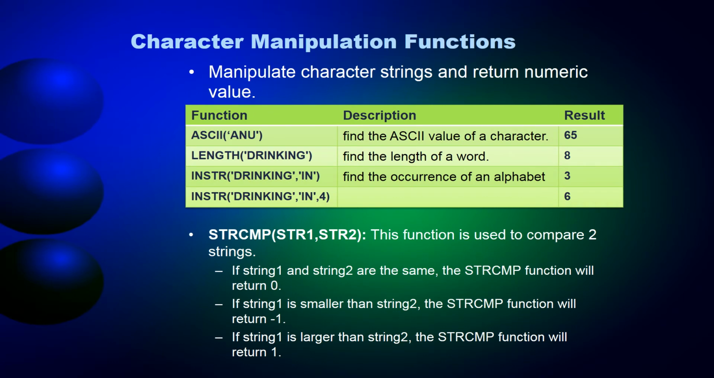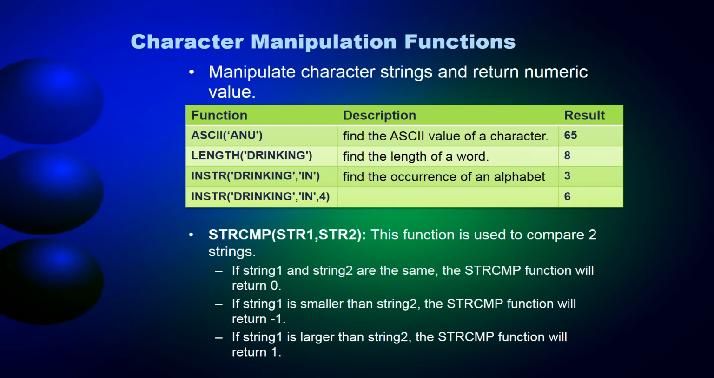Let's see the character manipulating functions which return numerical values. First, we can see ASCII of string. This function finds the ASCII value of the first character of the string. So here the first character is A, so it will return the ASCII value of A, that is 65.